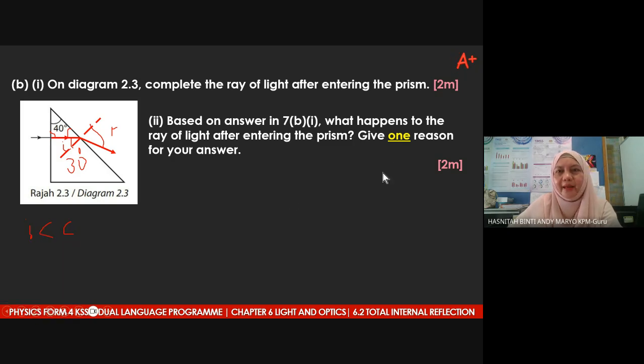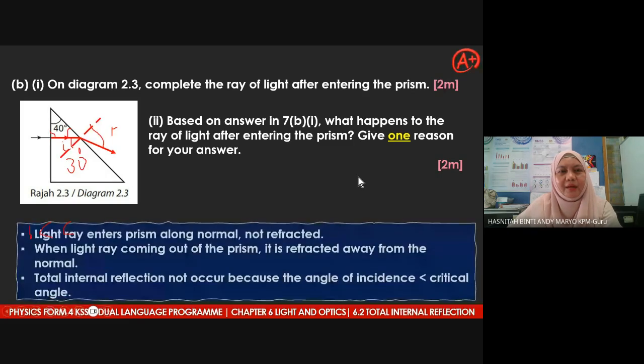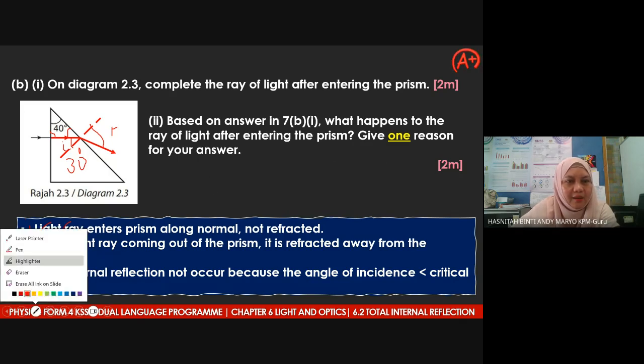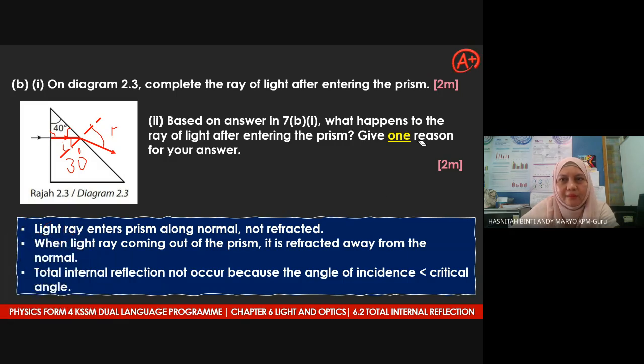So how to explain? They have given one reason. So what is our reason? Light enters the prism along the normal, so it is not refracted. Second, when the light ray comes out from the prism, it is refracted away from the normal. Total internal reflection does not occur because the angle of incidence is less than the critical angle. So this is the explanation you may write. You can copy the question, the reason, and the drawing as well.